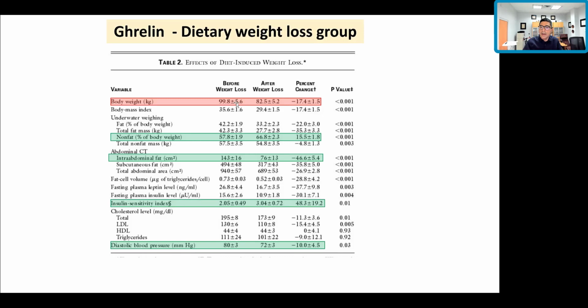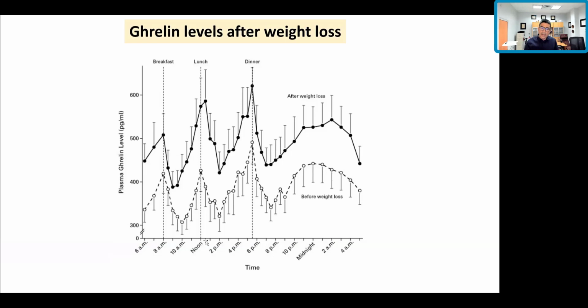They preserved their muscle mass because compared to their body weight, their non-fat mass increased. Their abdominal fat dropped by almost 50%. Their insulin worked better. Their blood pressures went down. But the reason I'm showing this to you is that when you lose weight, the ghrelin levels go up.